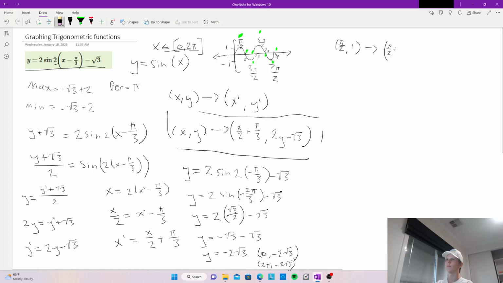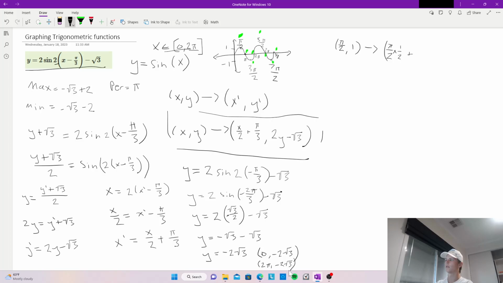What am I doing? Pi over 2 divided by 2, which is... I don't know what that is. Why can't I think of the answer to this? Pi over 2 divided by 2 would just be times by 1 over 2, so it is just going to be pi over 4. Pi times 1 over 2, that's pretty much what it is.